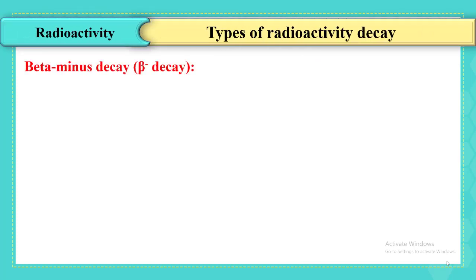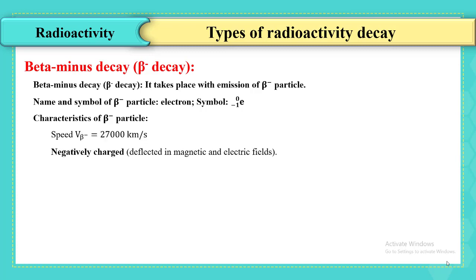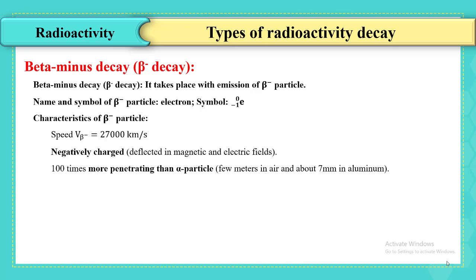It takes place when an electron is emitted from the atom because a neutron becomes a proton. The name of the beta minus particle is electron and it is denoted by e 0 -1. It has high speed compared to the alpha particle, it is negatively charged, and it has 100 times more penetrating power than the alpha particle.